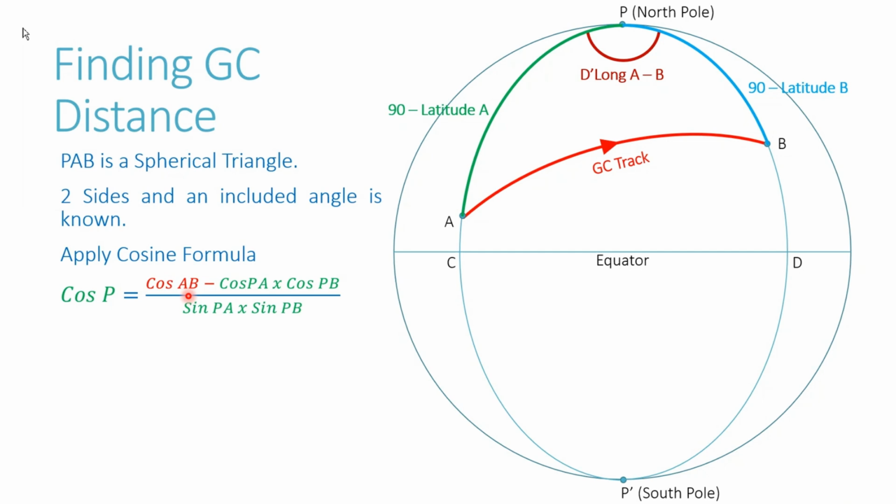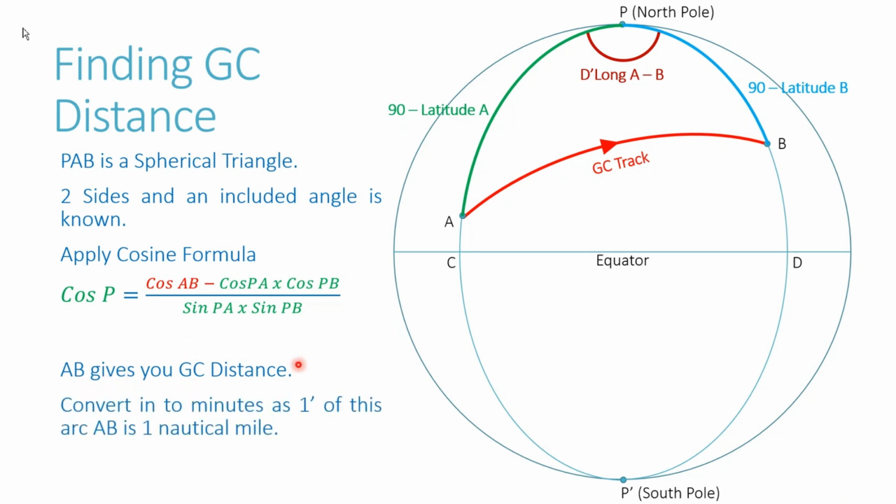Once AB is known to us, it's a single step calculation in the scientific calculator. Once AB is known to us, we can easily find out what is the great circle distance between these two positions. AB gives you the great circle distance. Now, one very important thing to understand here is that when we apply the cosine formula, we are going to get this side AB in degrees, minutes, and seconds or decimal of a minute.